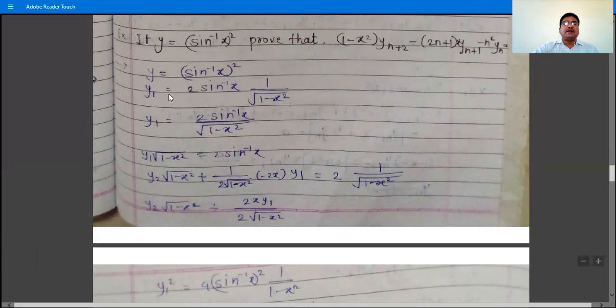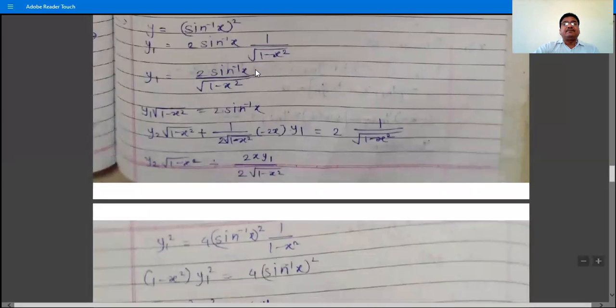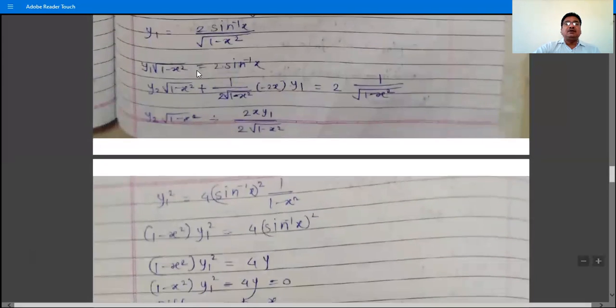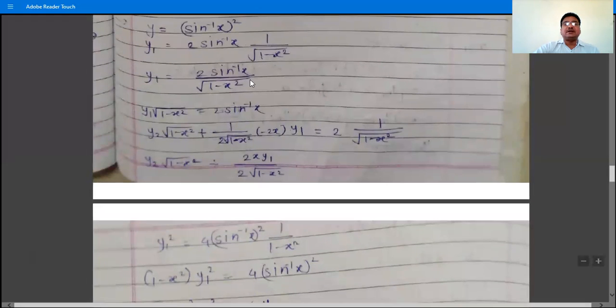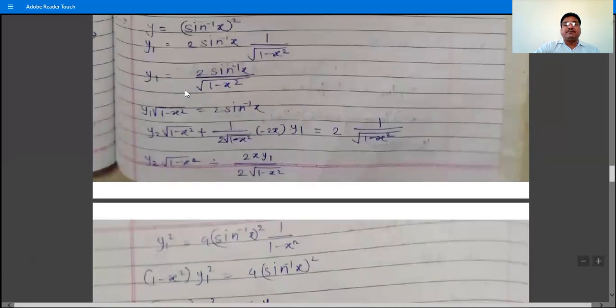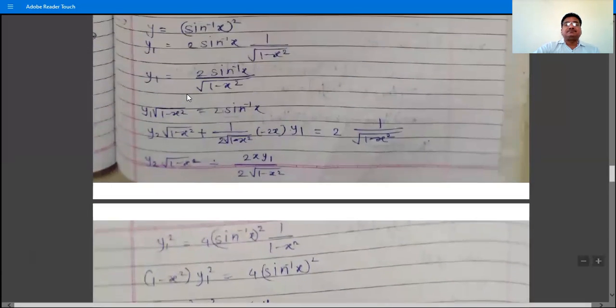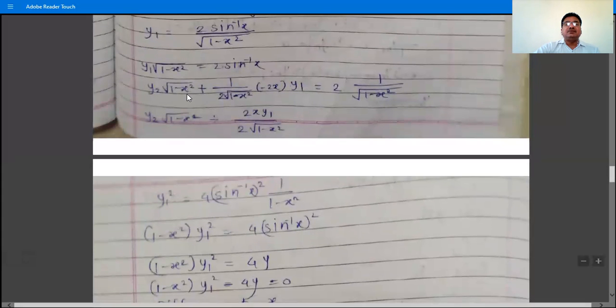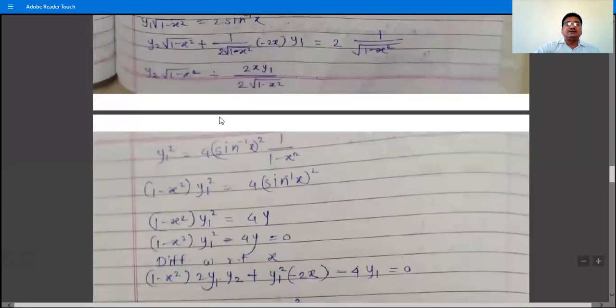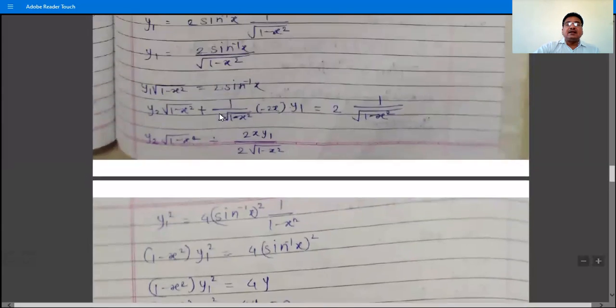So y is sine inverse x bracket square. So y1 is 2 sine inverse x into the derivative of sine inverse x, which is 1 by root 1 minus x square. And then shift this root 1 minus x square to LHS. So we have y1 root 1 minus x square equals 2 sine inverse x. So this is the first step. That is, if there is a quantity at denominator, then shift to LHS. And if there is a square root, then squaring both sides. We can also find the derivative without squaring. So either square and then find the second order derivative, or we can directly find the derivative.